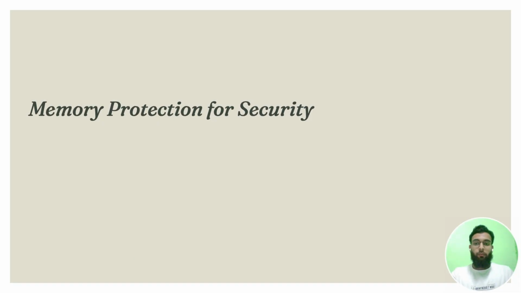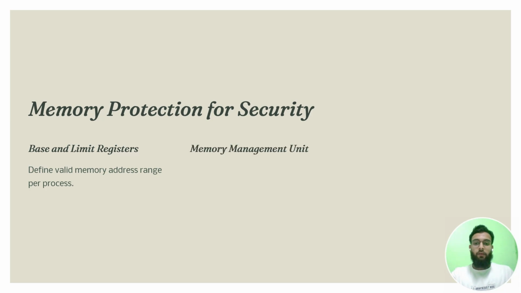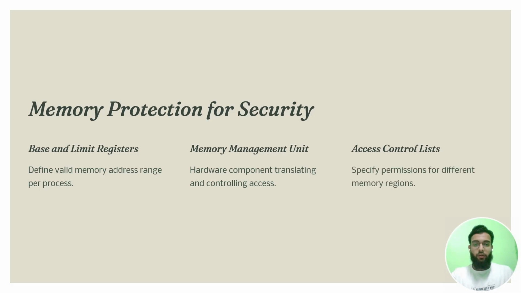Now we have the memory protection for security. First, we will talk about the base and limit registers. We define the valid memory address range per process. Then we have the memory management unit, the hardware component translating and controlling the access of the memory. Then we have the access control list, in which we specify permissions for different memory regions.